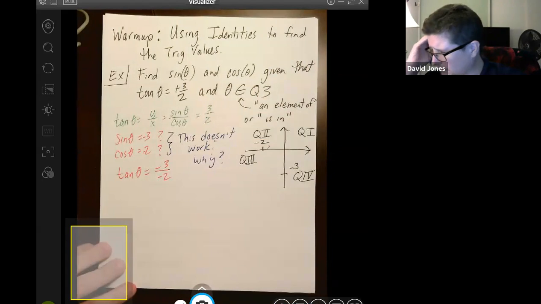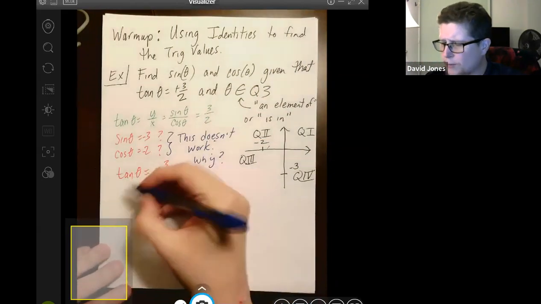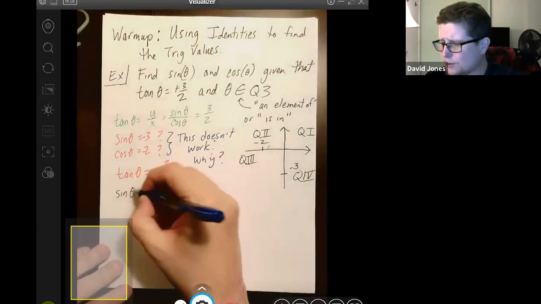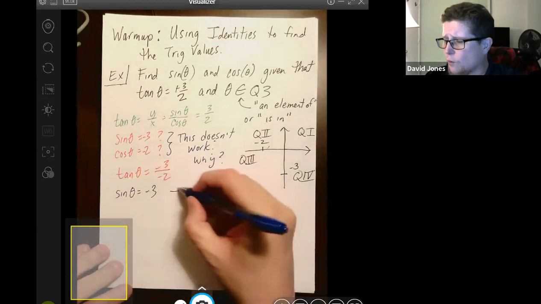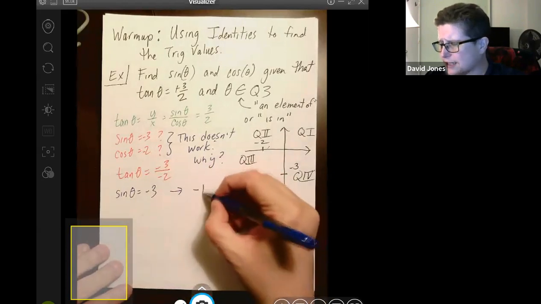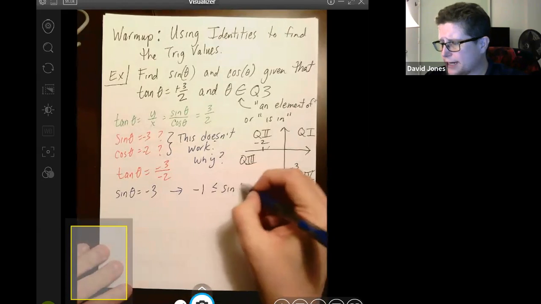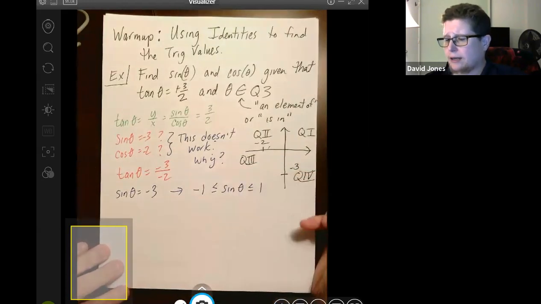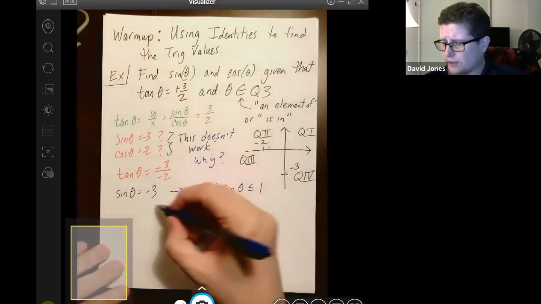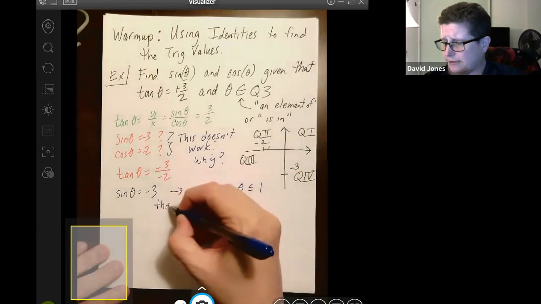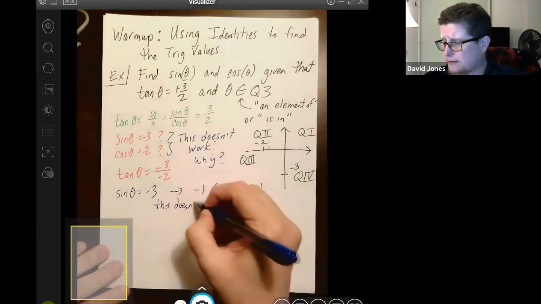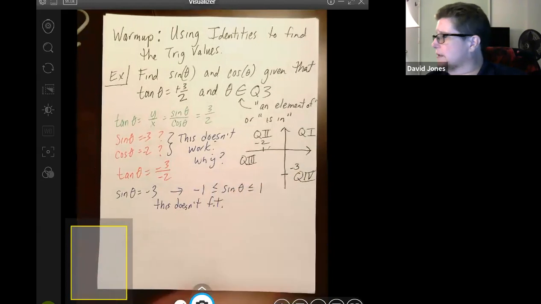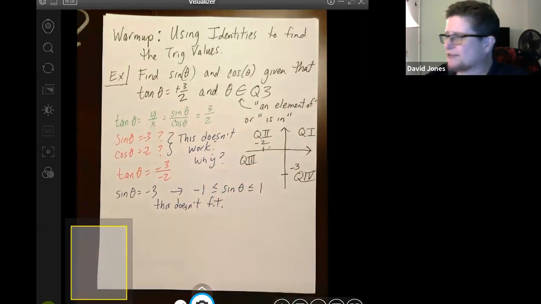Now, the problem with this is sine theta equaling -3. Well, recall sine theta had to be between -1 and 1. This doesn't work. This doesn't fit. So we actually have to use the identities.